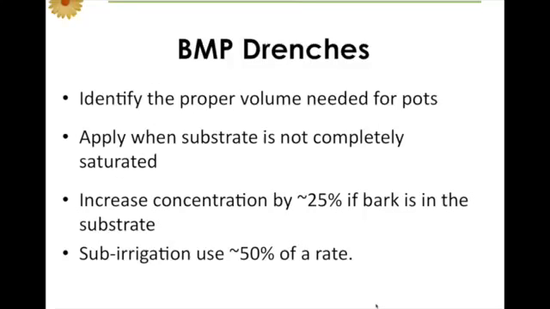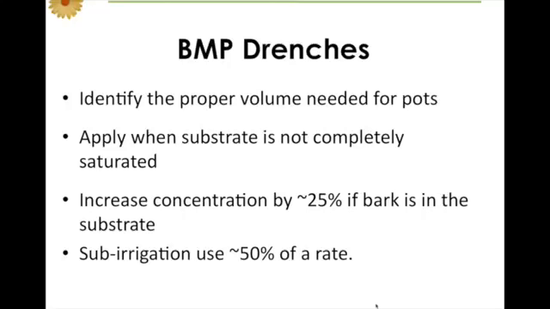So the keys here for drenches are to identify the proper volume that needs to go onto different pot sizes. You need to apply it when the substrate is not saturated. It's a little on the dry side. It needs an irrigation so it can be absorbed and retained in that pot and not drain out the bottom. But it can't be too dry because otherwise it might channel along the outside and out to the bottom. And like I already said, if you have a heavy amount of bark, sometimes it can tie it up, and so people sometimes increase the rate about 25%.